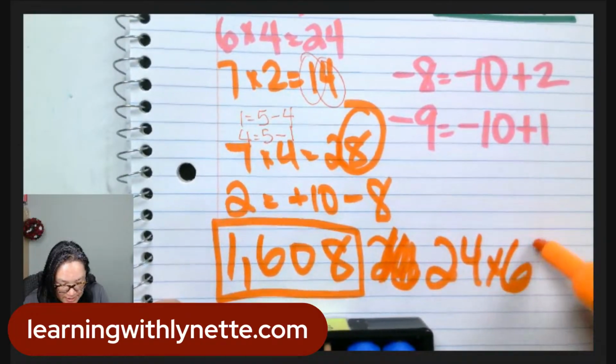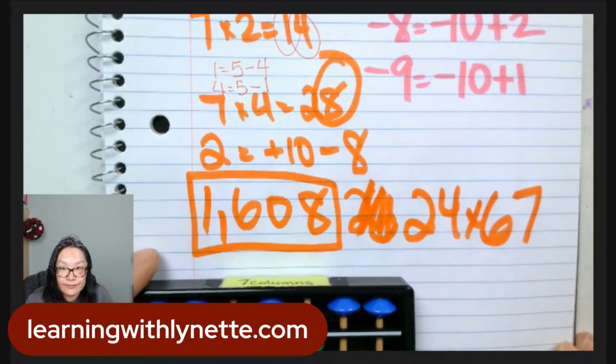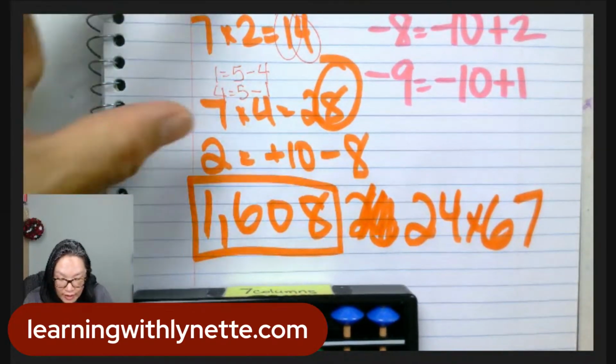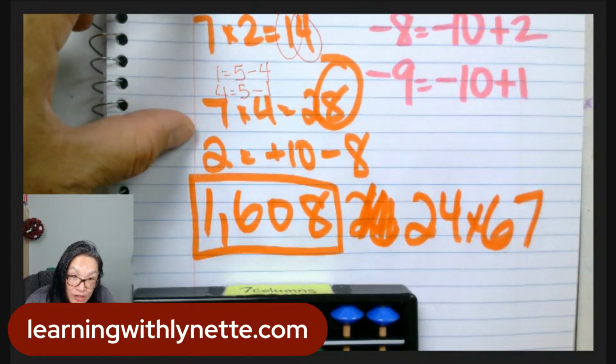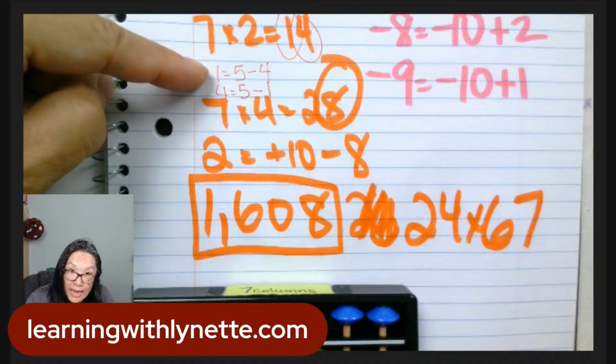24 times that by 67. Yeah, but don't forget, we break it down. We know our multiplication fact. After you know your multiplication fact, then you do your adding and subtracting.